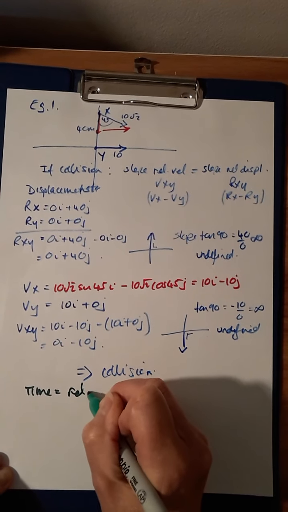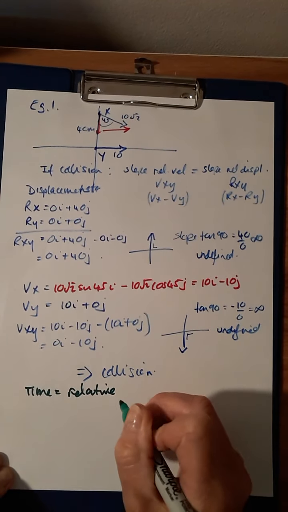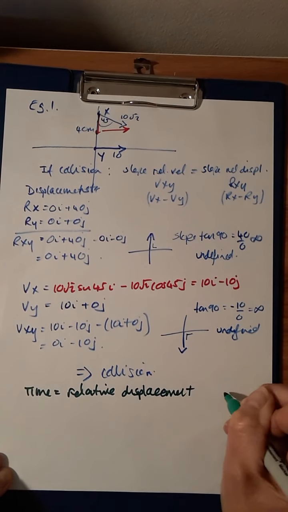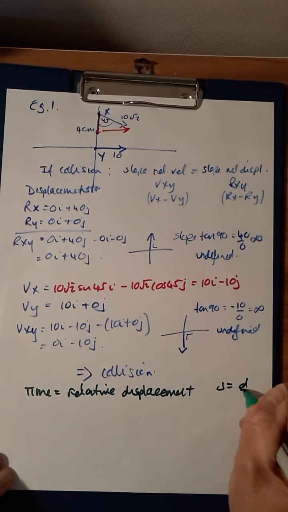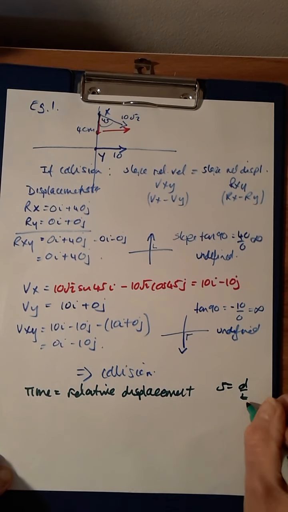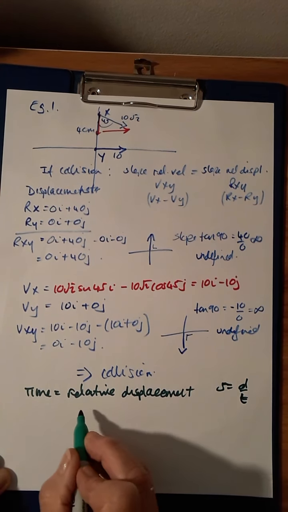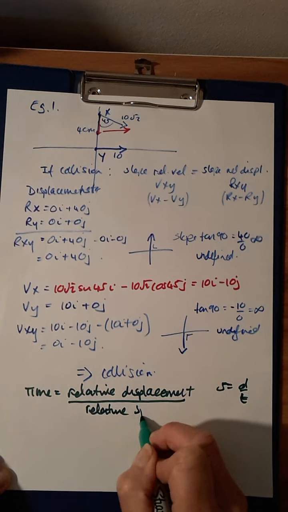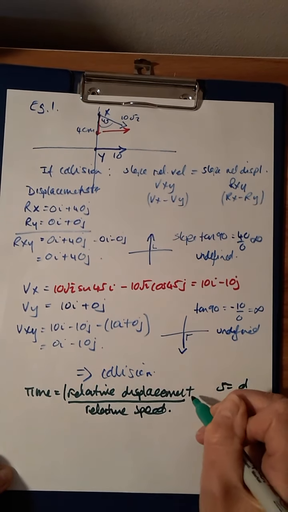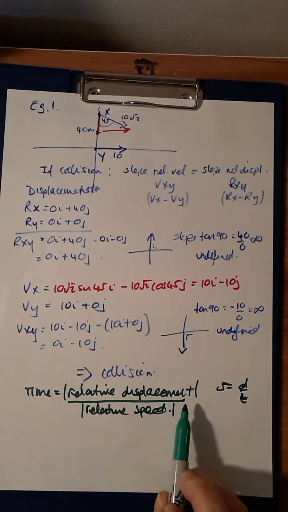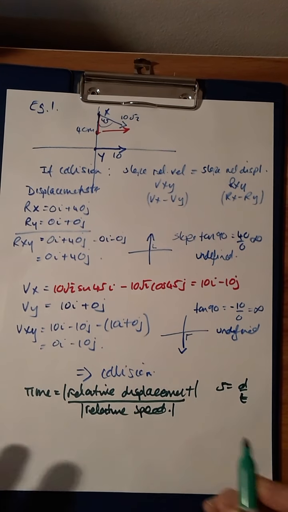is equal to relative displacement over relative velocity. Where am I getting that from? Speed is equal to distance over time. So time is distance over speed. And distance in this case will be relative displacement divided by, of course, relative speed. I'm going to take the modulus just to make it easier. Okay, so relative displacement would be distance and relative velocity would be speed. I should really say relative velocity here.